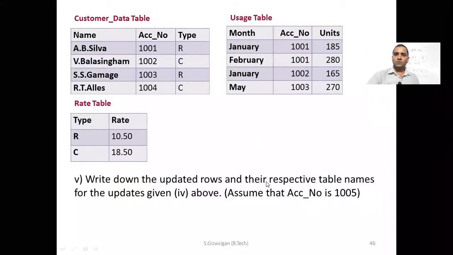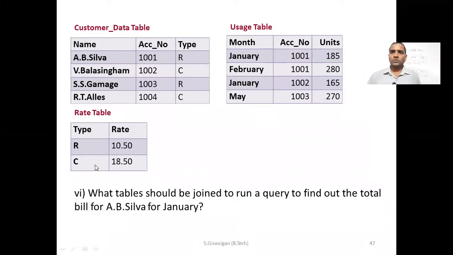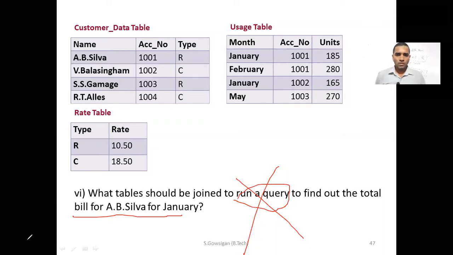Okay, so for question number 5, this is the answer, right? Then sixth question, number 6. I think we have 6 questions in this paper. Last question. What tables should be joined to run a query? Don't worry about this word query, later I will explain. Even you can omit this one now. What tables should be joined to find out the total bill for AB Silva for January? Right?